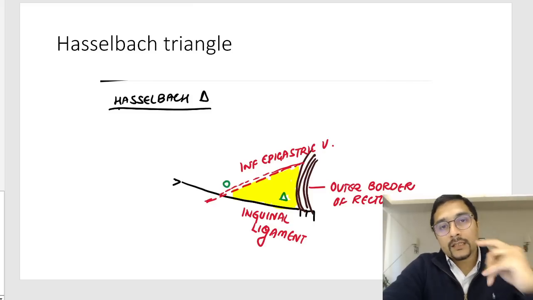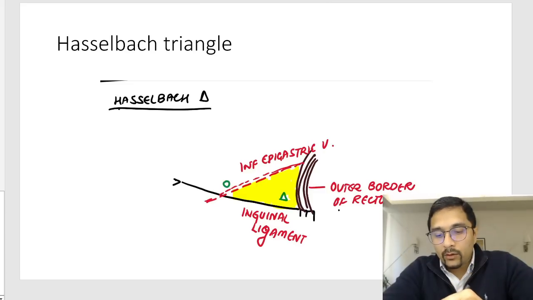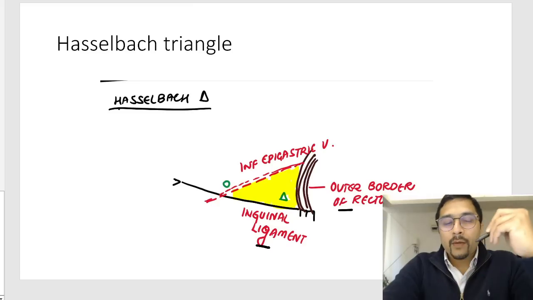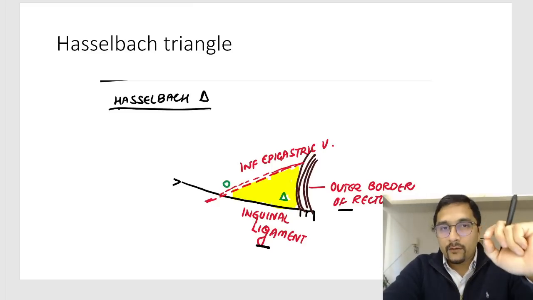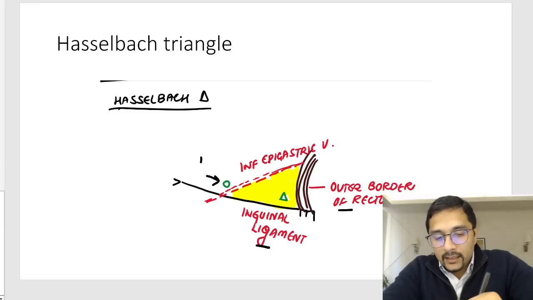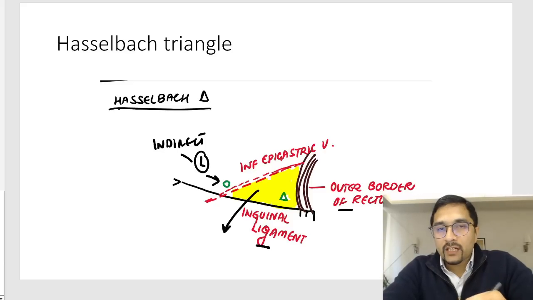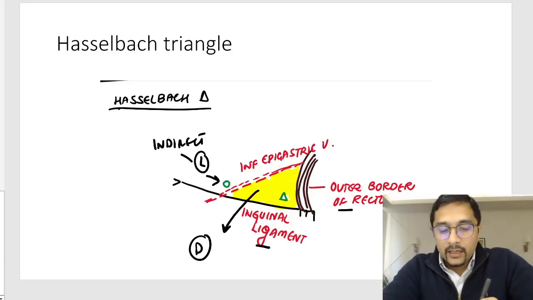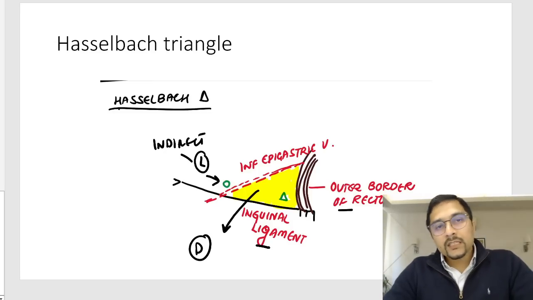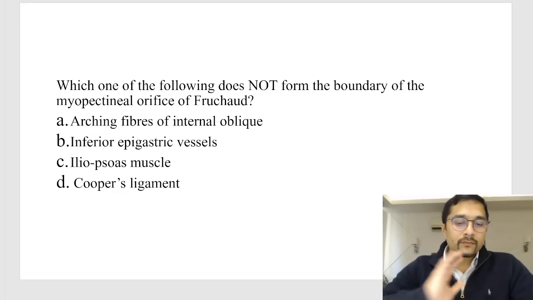The boundaries of the Hesselbach triangle have been asked many times. So Hesselbach triangle is bounded by the outer border of rectus, inferiorly by the inguinal ligament, superiorly by the inferior epigastric vessels. Any hernia which lies lateral to it is indirect, and any hernia which lies medial to the inferior epigastric vessels or inside the Hesselbach triangle is a direct hernia. Irrespective of whether it is direct or indirect, we do a Lichtenstein's tension-free mesh hernioplasty.